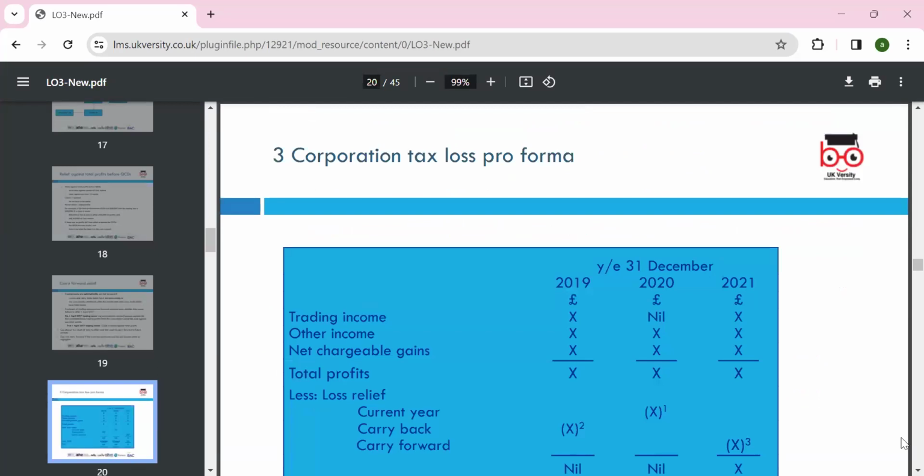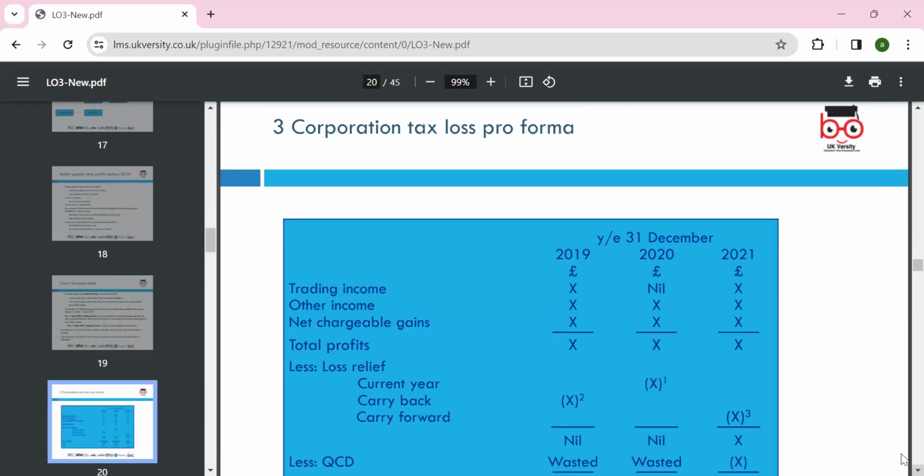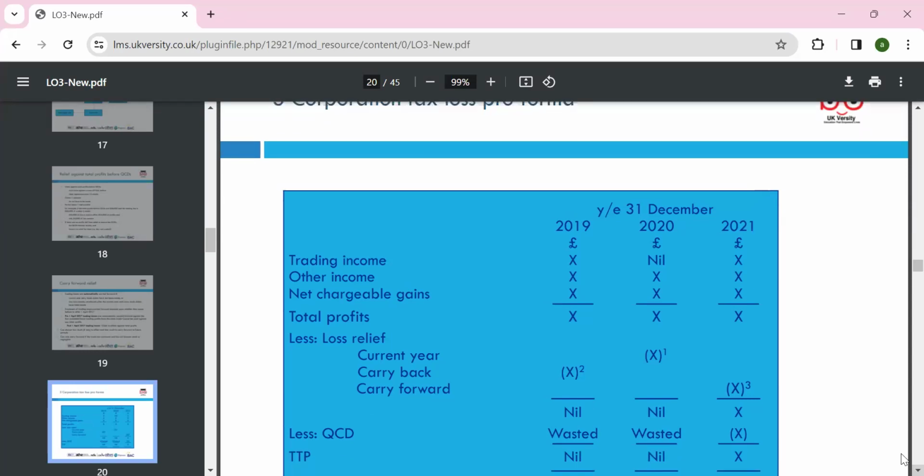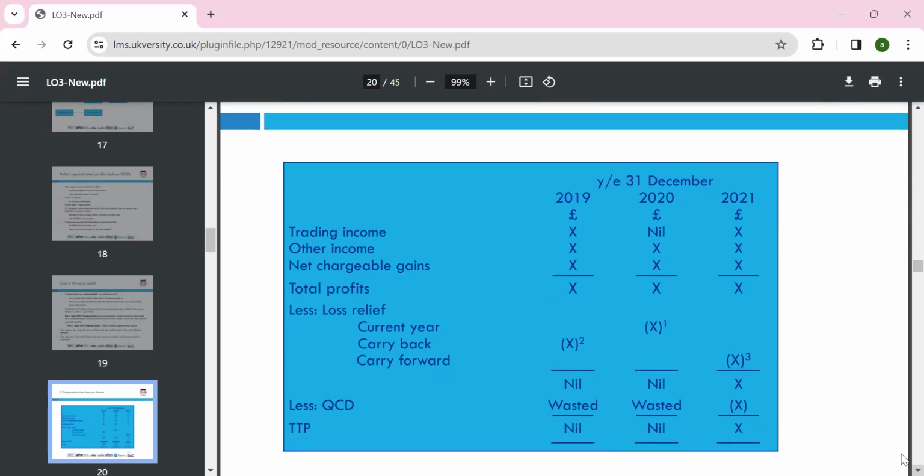Okay, so this is the template, normally the pro forma we use. Corporation tax losses. So trading income we have, let's say, for different years. Other income we have, net chargeable gains we have, so suppose total profit we have now, and loss, if we have it in the current year, and then back, if you have not claimed it before, and carry forward, which can be to the following year. If you don't do it, it's wasted. So we need to calculate the total taxable profit.